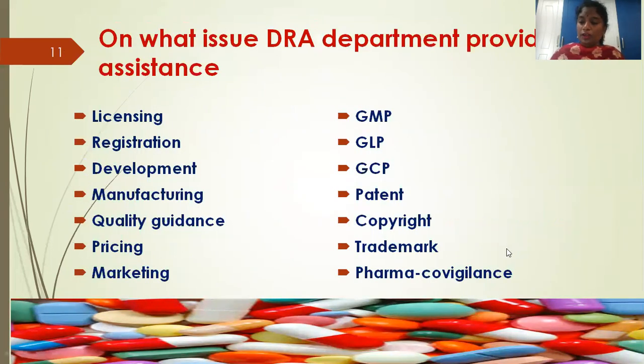So what are the issues for which the DRA department provides assistance? Licensing, registration, development, manufacturing, quality guidance, pricing, marketing, and GMP. GMP is nothing but good manufacturing practice, GLP is good laboratory practice, and GCP is good clinical practice. Also patents, copyrights, trademarks, and pharmacovigilance. Everything from licensing to pharmacovigilance, they give assistance to the pharmaceutical industry, and they also give advice to the drug regulatory authorities.